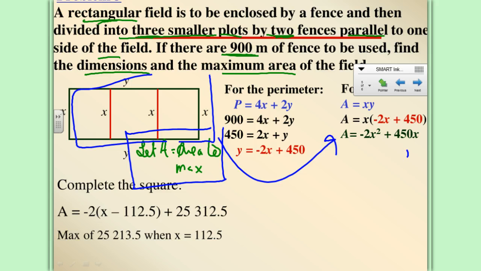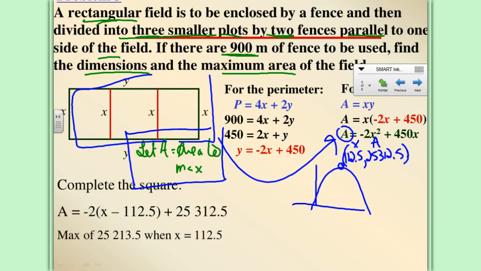Okay, so once you have that, whether you got it from your graphing calculator or whether you got it from completing the square, you'll see that your vertex is 112.5 and 25,312.5. And what does that mean in terms of your question? This vertical number is A in meters squared, and this is X. So what was the question? What are the dimensions and the maximum area of the field?